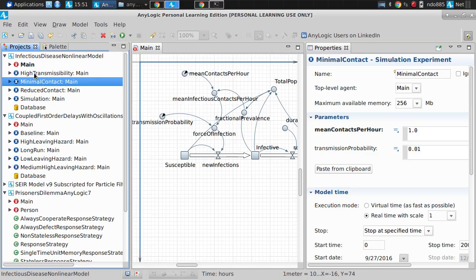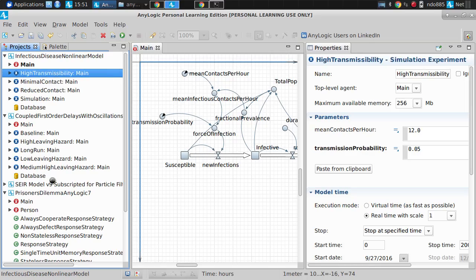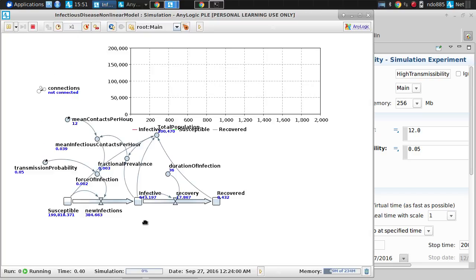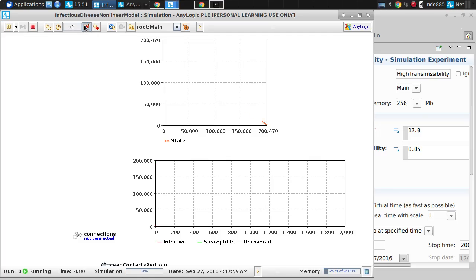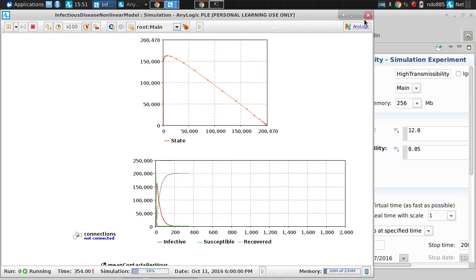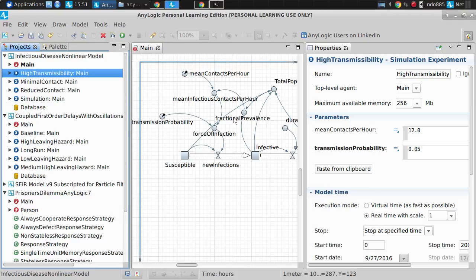By contrast, if we look at the high transmissibility case, and we were to look at the state space up here, this is what we will see. Where is it? Well, it went down here. Ladies and gentlemen? Okay. There we go.